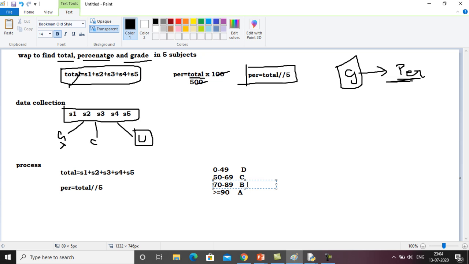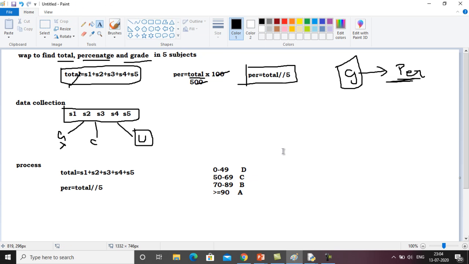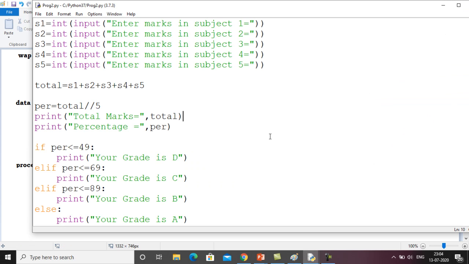So obviously the percentage will be, sorry, the grade will be B. Okay, so this is basically the code for that question. If you want, you can note it down also. Now after that we move to the next question.